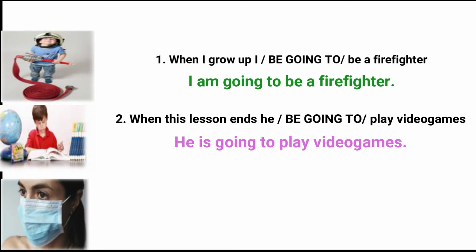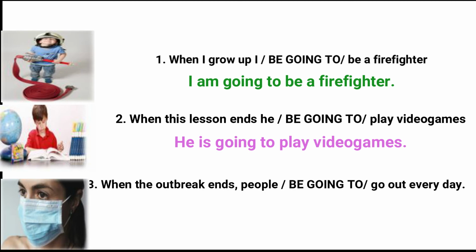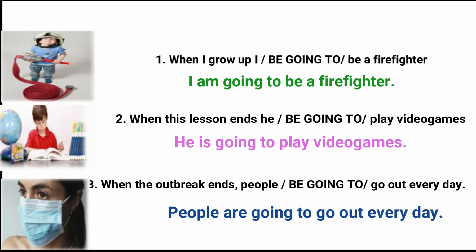Now, what is our plan after this quarantine, this self-isolation, this confinement, or during the period of the coronavirus pandemic? So we can say, number 3, when the outbreak ends, people be going to go out every day. So how can we do it? Very simple. Oh yes, you're right. People are going to go out every day. That is, the confinement will end, right?